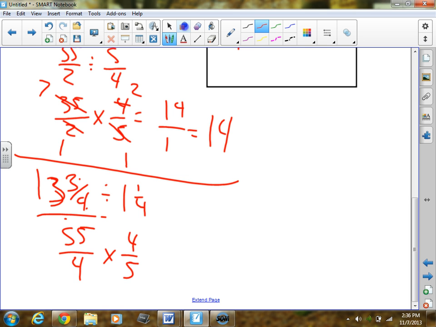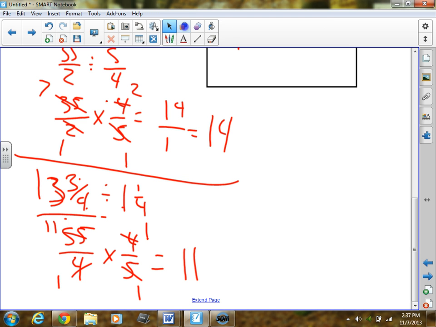Remember, I skipped a step. I made this an improper fraction and reciprocalized. You see what I did up here. Now I can reduce, or cross multiply. That's going to be 1. It's going to be 1. That's going to be 11. So I'm left with 11 tiles on this side.